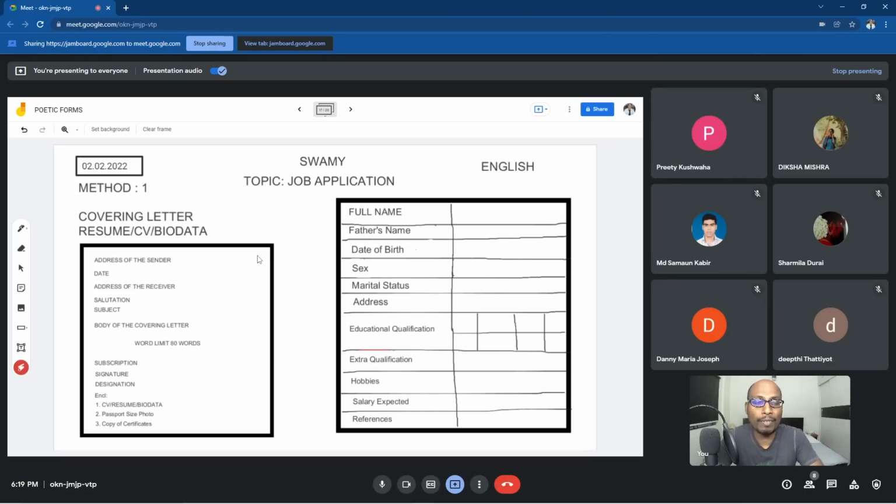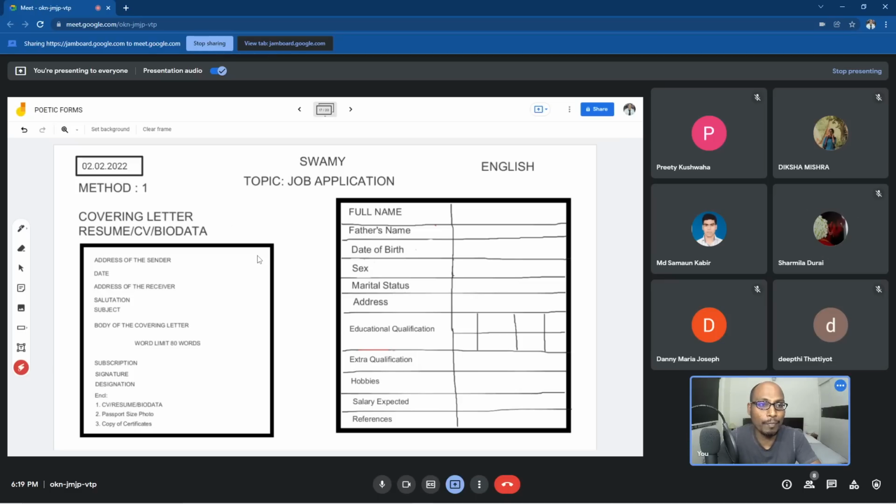Right. Any other questions related to the job application? Sharmila: The resume, CV and biodata, are these three the same or different? Resume is the American word. CV, curriculum vitae, is the British word. Biodata is not a word at all; we Indians made this word called biodata. There is no such thing as biodata. Bio means life, data means information. So life's information, we have Indianized this word to an Indian standard. So actually resume is the American word and curriculum vitae is the British word.